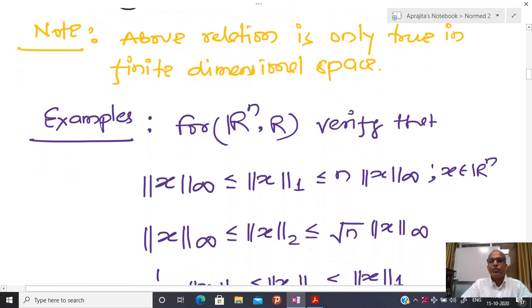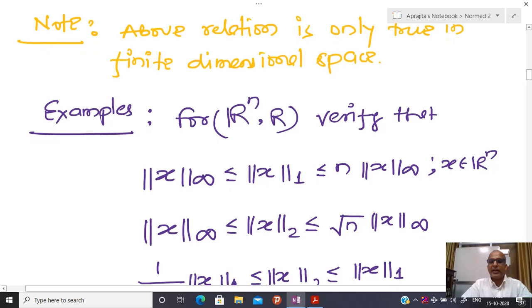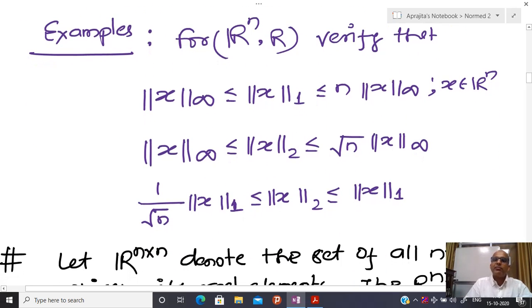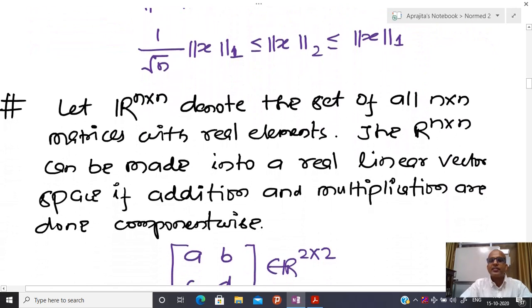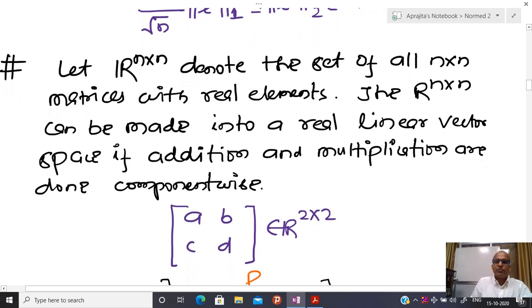And I have already told you that this relation is only true in finite dimensional space, and if you have some kind of column vector and each entry is a real number, then it is possible to show that the infinity norm is related to the one norm by this relation, where n is the number here. Similarly for the two norm, similarly for the one norm, and this proof is a standard proof available in any textbook of mathematics.